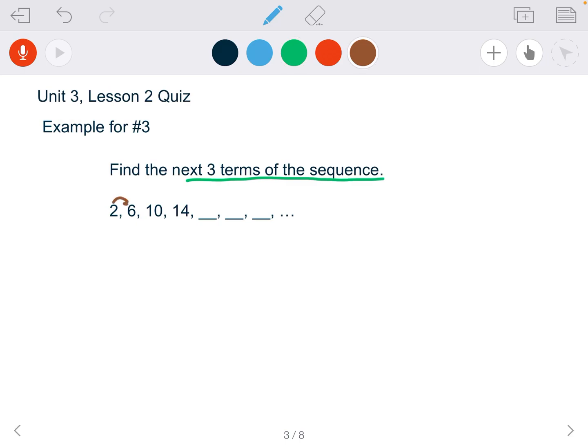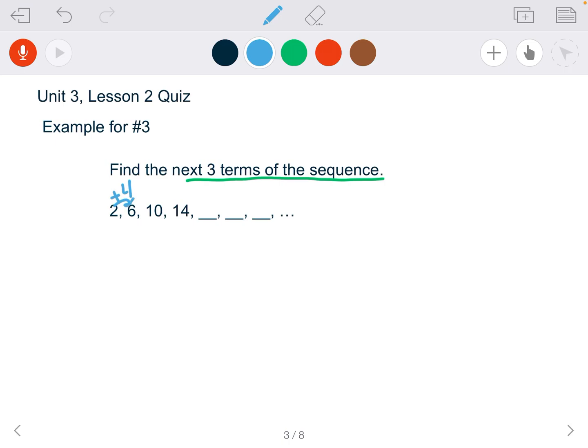So I'm going to look and I'm going to see 2 to 6. Well, I'm going to say 2 times 3 is 6. Is 6 times 3 10? Nope. So it's not multiplication. So I'm going to start over. It's okay to start over. Multiplication didn't work. What if I add 4?